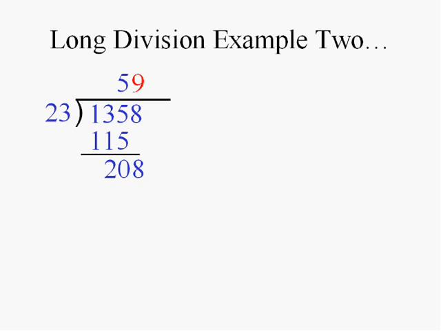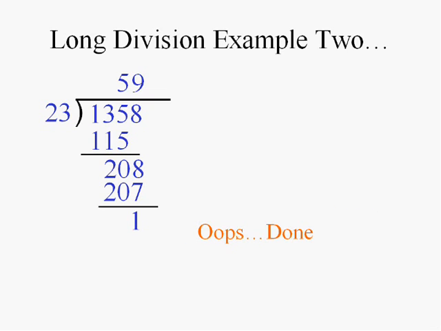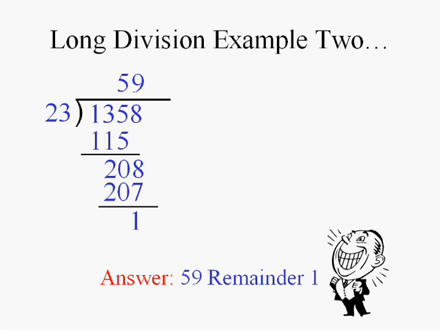So I'll put my 9, and I'll multiply. 9 times 23 and I write the answer 207. I'm at 207, and I subtract, and it doesn't go in evenly this time, and there is no digit to bring down. So I'm done, and the answer is 59 remainder 1. Now it's going to be important in the future of this class and in your math world to know how to find a remainder. So you're going to have to know long division.